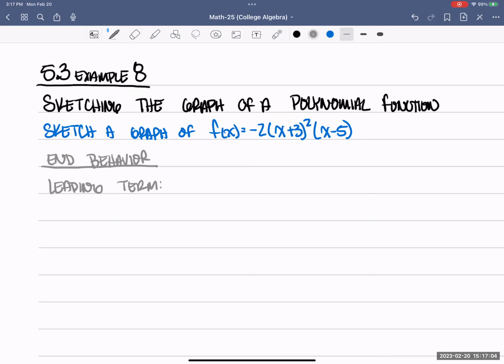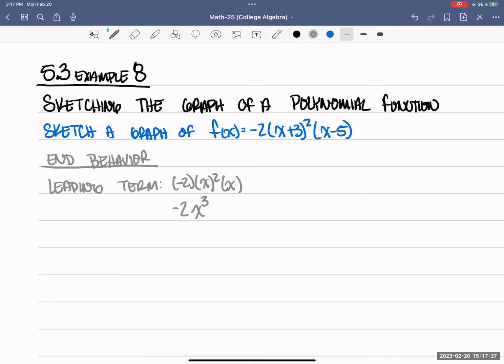To find our leading term, we're going to multiply all of those parts out. We have x squared, so we have 2 x's there, and over here, we just have 1 x that we're multiplying in. So we have -2x to the power 3. With that, we have an odd degree here. We have a negative, so we're actually flipping it. So it's reflected about the x-axis.